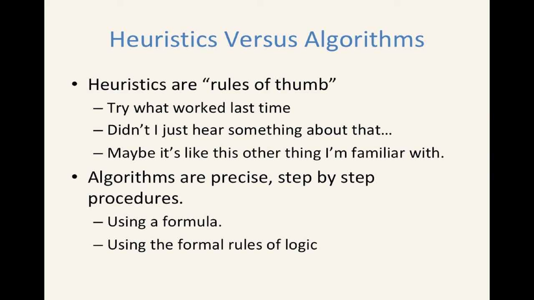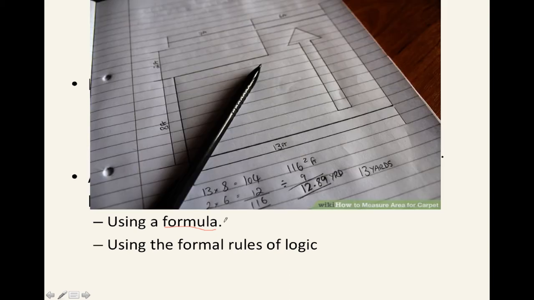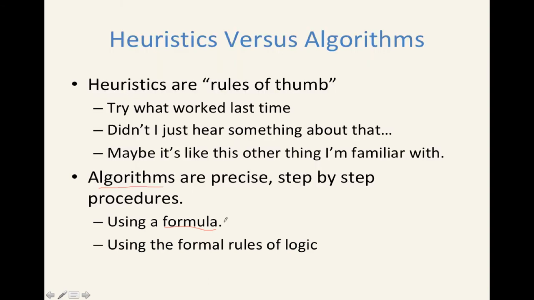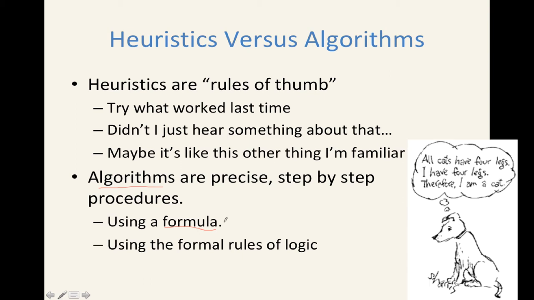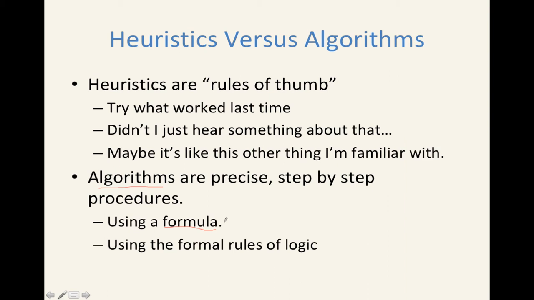In contrast, an algorithm would be one that is much more analytical. An algorithm would be, for example, using a formula. Like if I want to figure out the area of a room so that I know how much carpet to buy, I can definitely use a formula. Another example is using formal rules of logic as well. That would be another example of an algorithm. So, looking to see, is this a good deduction to be making in this case, and so on.